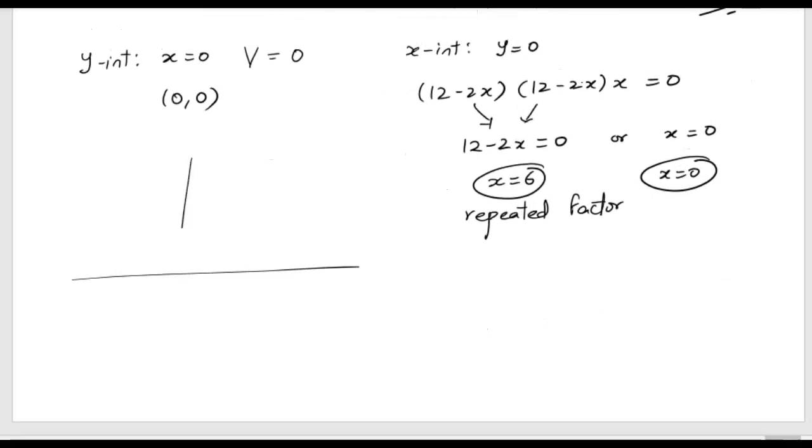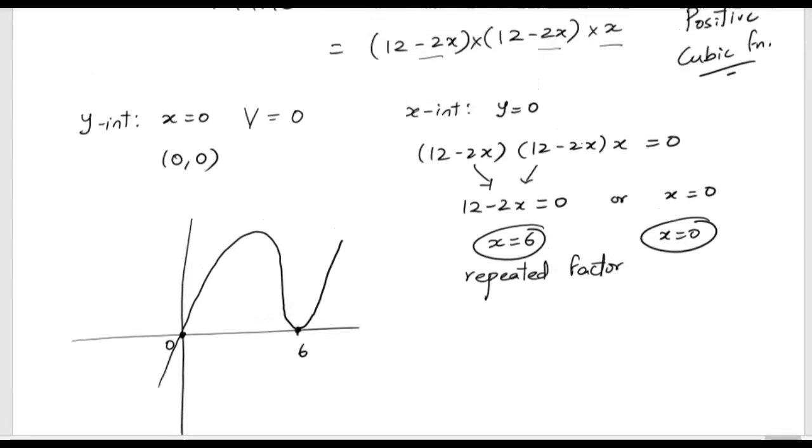So I've got my y and x intercept. I'm going to mark my origin. I'm also going to mark my 6, which is my other x intercept. So if I sketch this cubic function, it's going to look roughly like that, where that point becomes a turning point. Now let's go back to the question.